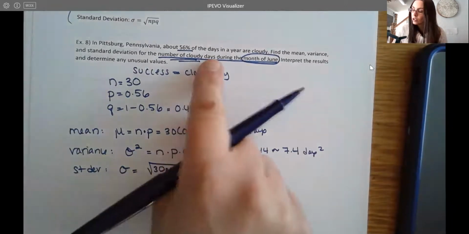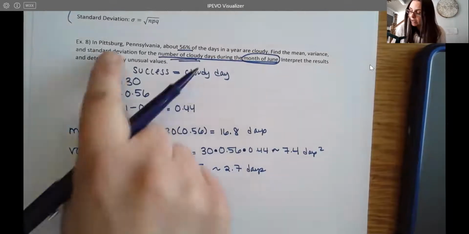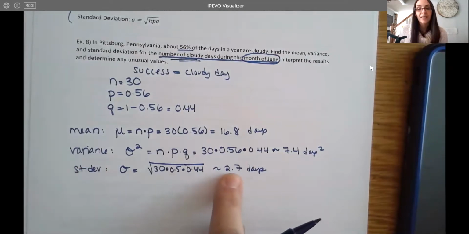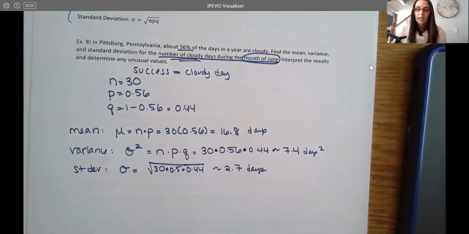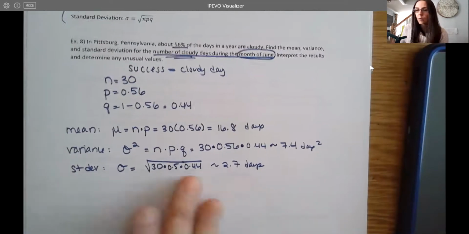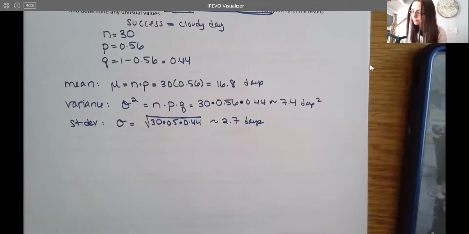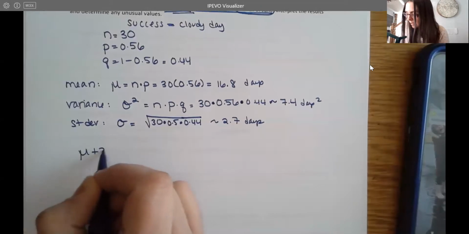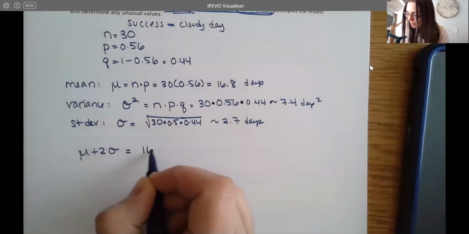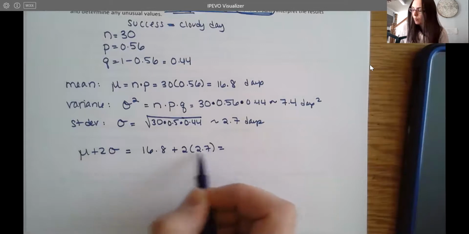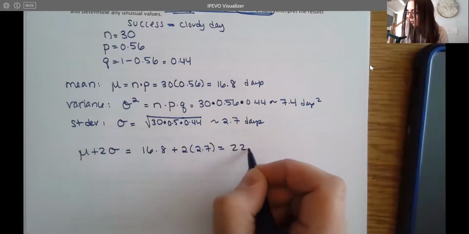So on average, in June, Pittsburgh, Pennsylvania would have about 17 cloudy days. And a common standard deviation is 2.7, right? So if you went up 2 standard deviations and down 2 standard deviations, that'd be about 5 days. If you multiply this by 2, a little bit over. So in either direction, that would still be usual here. So let's actually do that out. So let's do our mean plus our 2 standard deviations. So we have 16.8 plus 2 times 2.7. And again, it's a little bit more than 5. So when we add everything together, we get 22.2.